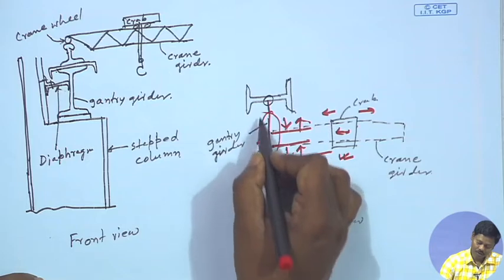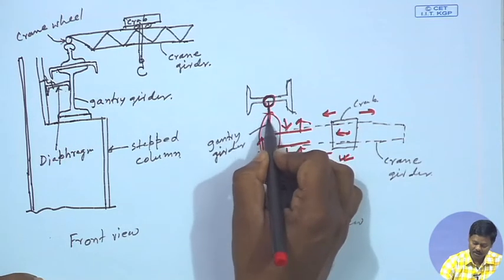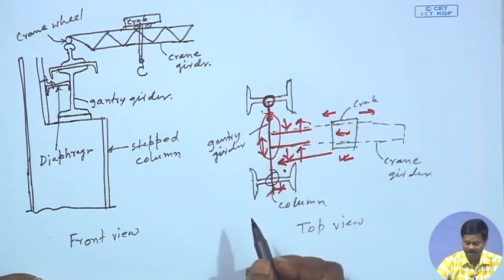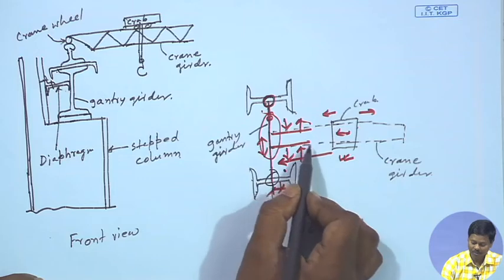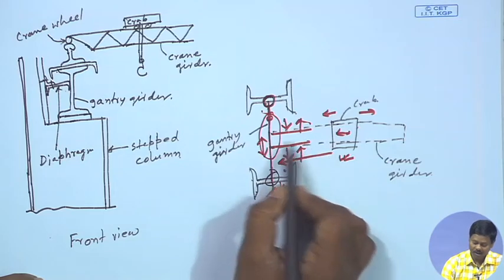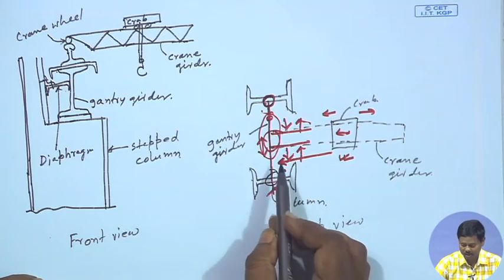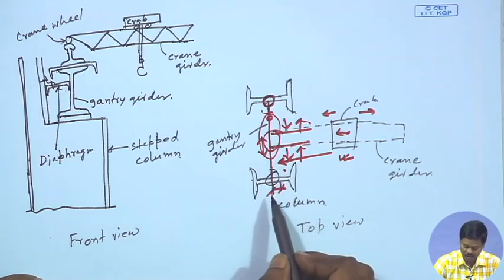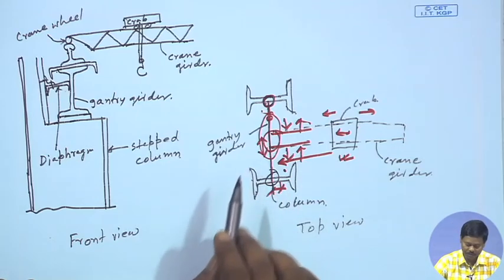So, one wheel can be supported on this and some other wheel can be supported on this to get the maximum shear force, and also to get the maximum bending moment we have to consider the crane girder somewhere at mid span of the girder, so that we can get the maximum moment. So, this is how we have to find it out.